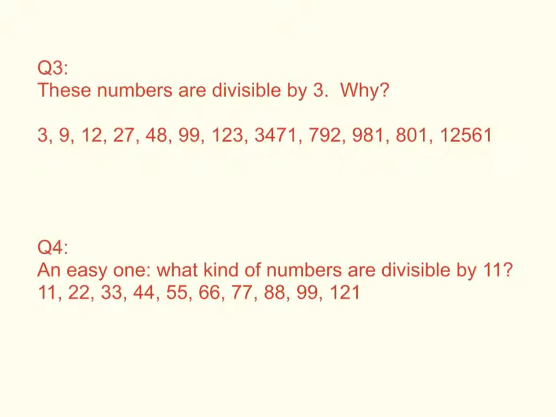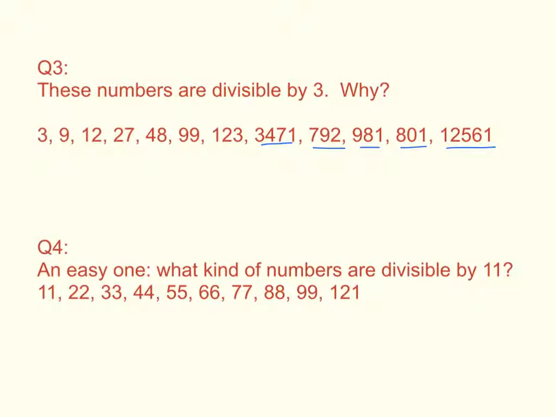This probably is the hardest, the divisibility rule by 3. So take a look at these numbers. 3, 9, 12, 27, 48. These look familiar. But look at the bigger ones. 792, 981, 801, 12561. So all of these are intimidating numbers. They don't seem to be that friendly.